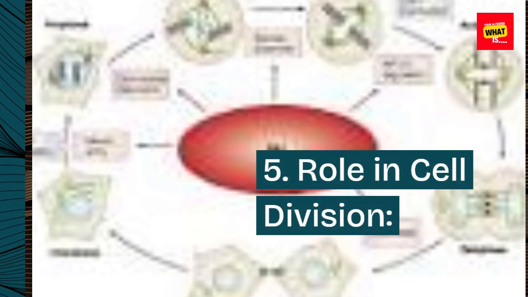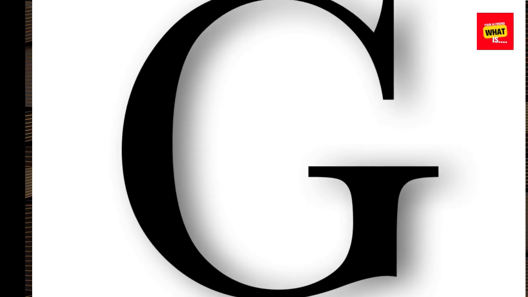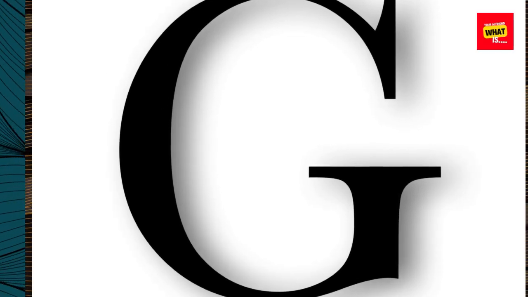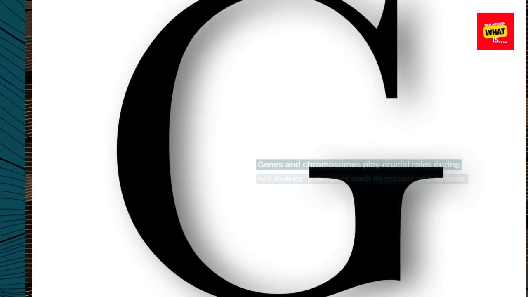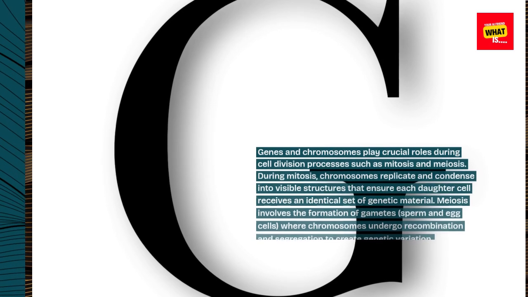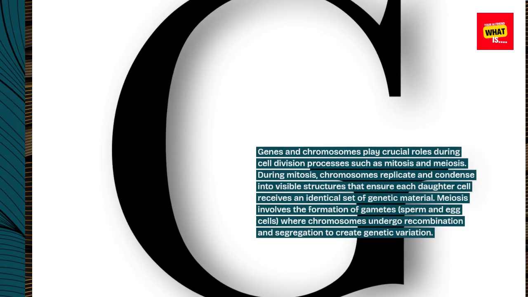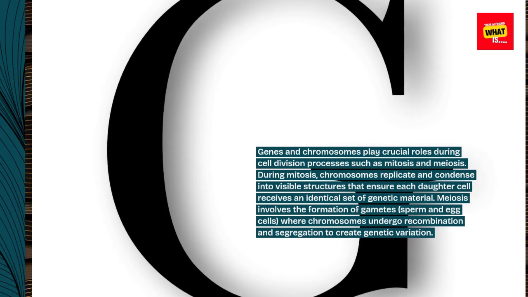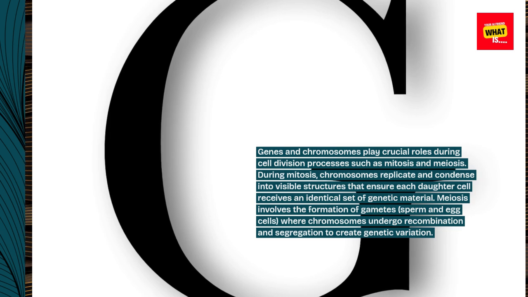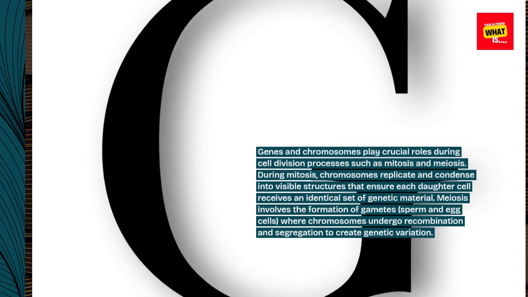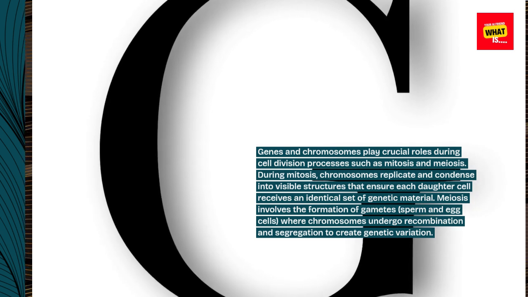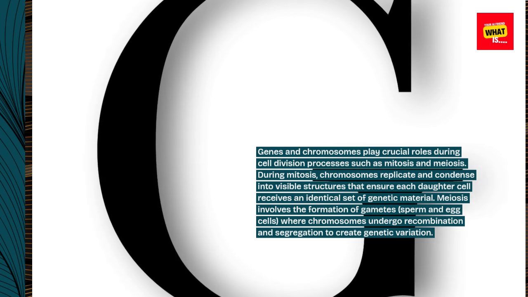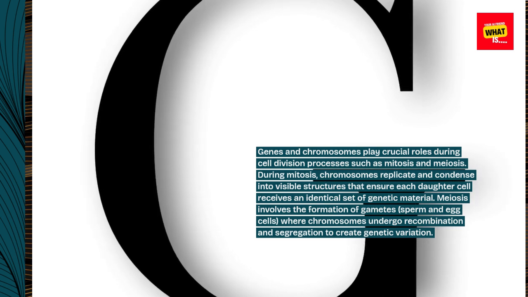5. Role in cell division. Genes and chromosomes play crucial roles during cell division processes such as mitosis and meiosis. During mitosis, chromosomes replicate and condense into visible structures that ensure each daughter cell receives an identical set of genetic material. Meiosis involves the formation of gametes, sperm and egg cells, where chromosomes undergo recombination and segregation to create genetic variation.